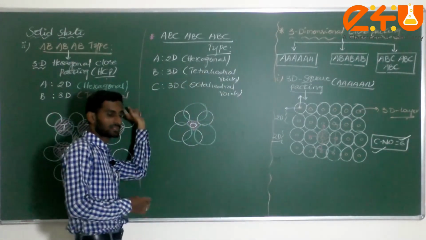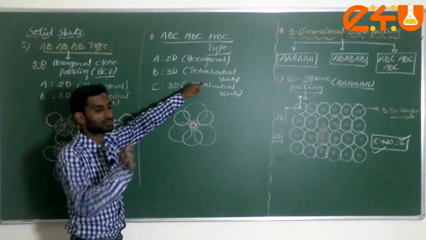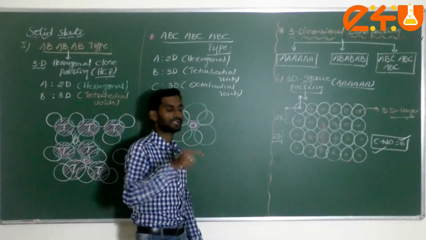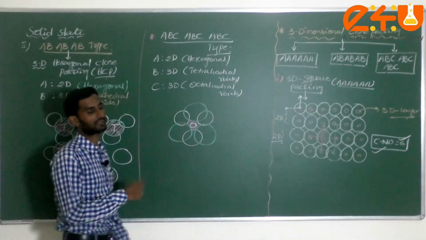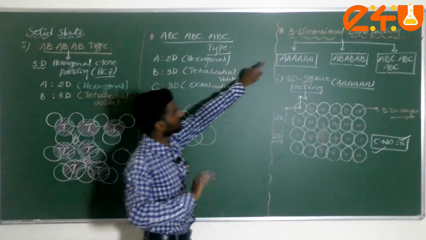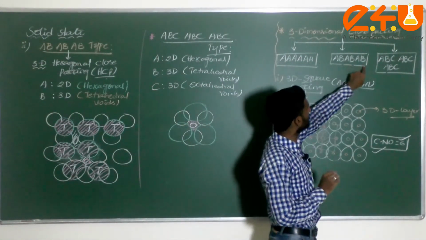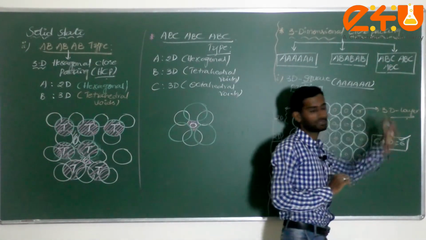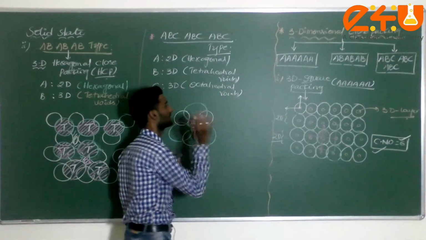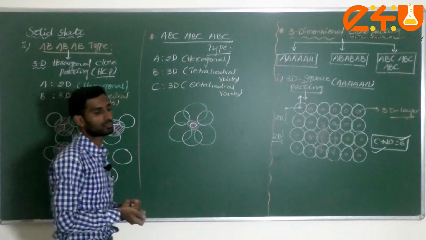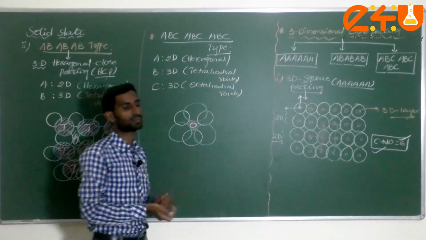One-dimensional we observe, two-dimensional we observe. In the two-dimensional we have two types: one is two-dimensional square packing, the next is two-dimensional hexagonal. Next, in three-dimensional we observe three types: AAA, next AB type, next ABC. Generally we have to represent the coordination number in different types of close packing, dear students. Please note down, dear students.